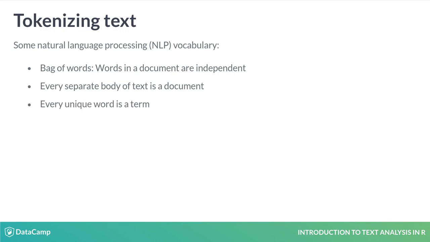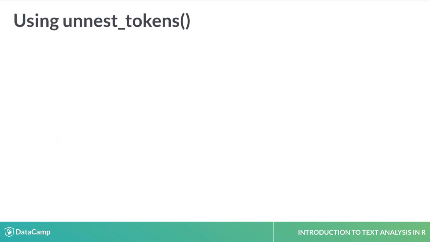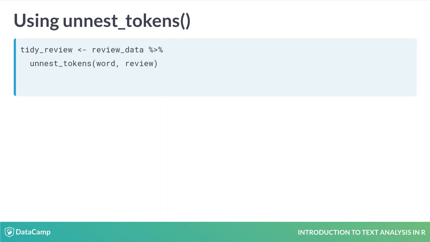Each unique word is known as a term. Every occurrence of a term is known as a token. Thus, cutting up documents into words is known as tokenizing. After loading the tidytext package, tokenizing is as simple as using the unnest_tokens function. After specifying the input data frame, we provide the name of the column of words we're creating by tokenizing, followed by the name of the column with the text we want to tokenize. In review data, that is the review column.